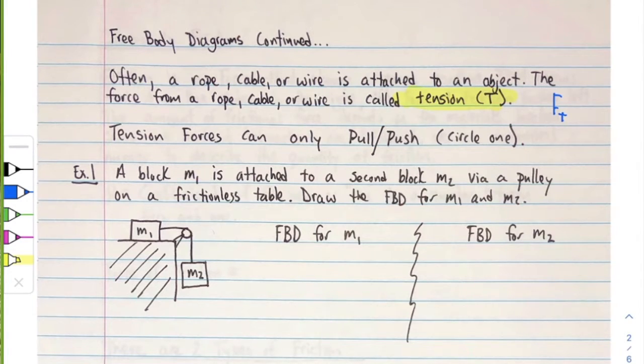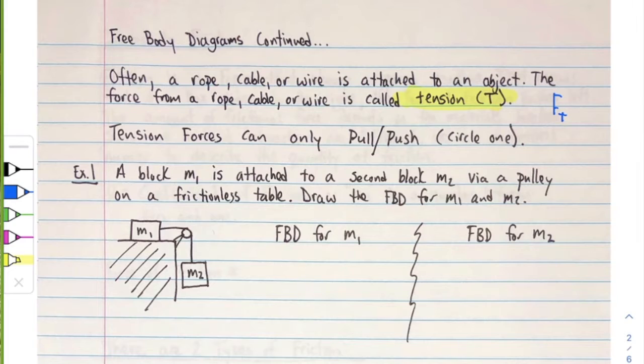The big thing: tension forces can only pull, not push, on an object. So think about that for a second. If you ever had a rope, or maybe you're taking your dog for a walk, can that leash pull the dog, or does the leash push the dog? So hit pause and then we'll come back.